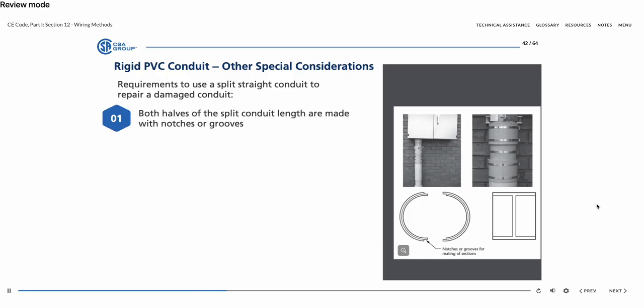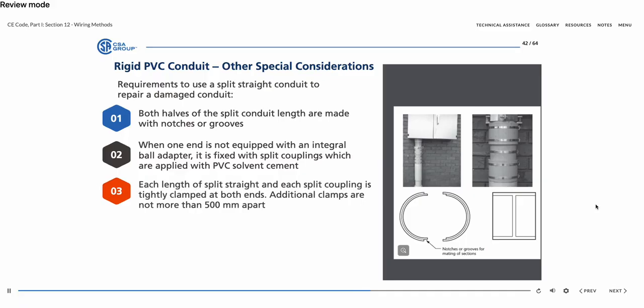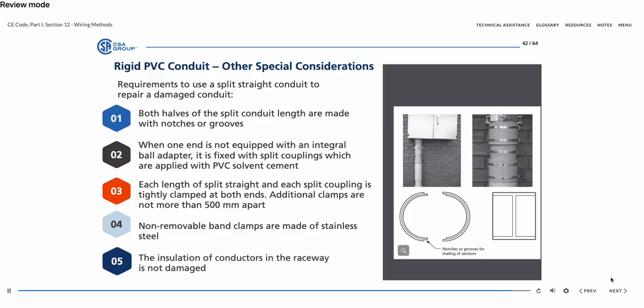Cut the wiring to ensure the integrity of the raceways and join with PVC solvent cement. If an end is not equipped with an attached ball adapter, it needs to be fixed with split couplings applied with PVC solvent cement. Each part of the split-straight conduit and split coupling is tightly clamped at both ends. Any additional clamps cannot be more than 500 millimeters apart. Non-removable band clamps are made of stainless steel. The insulation of conductors in the raceway is not damaged.